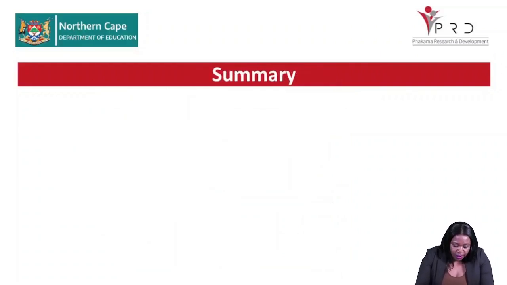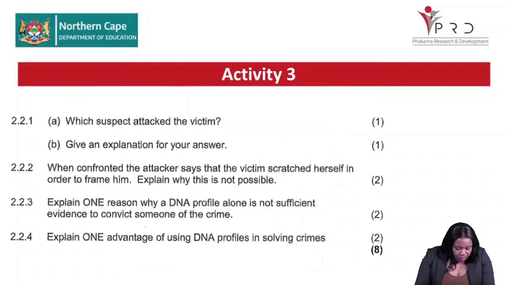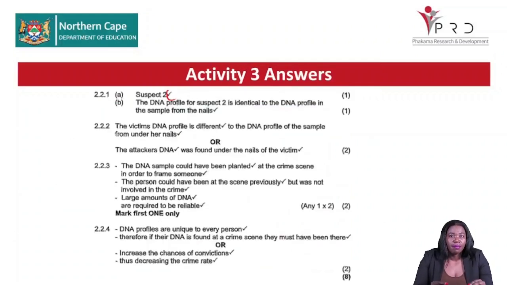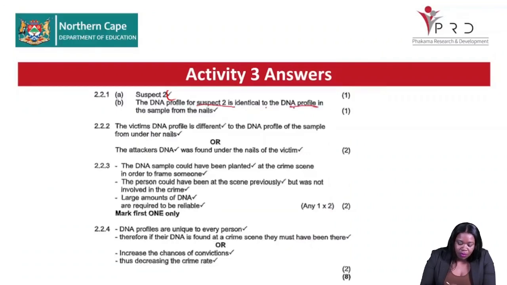person, right? Okay. B, it says give an explanation for your answer. So for this explanation, you talk about the fact that all the bands on the DNA profile of suspect 2 match with the black bands on the DNA profile that was found in the victim's nails. So the DNA profile for suspect 2 is identical to the DNA profile in the sample from the nails.